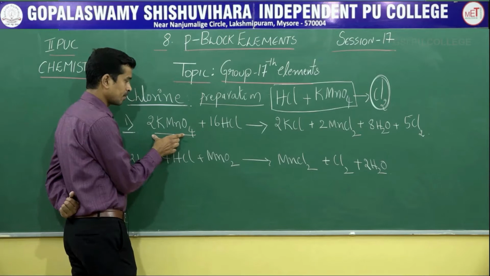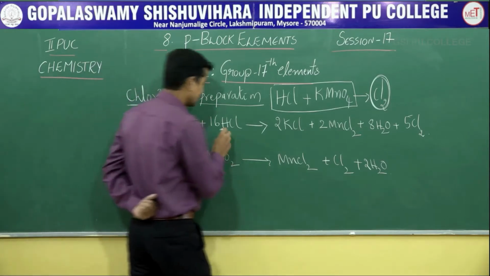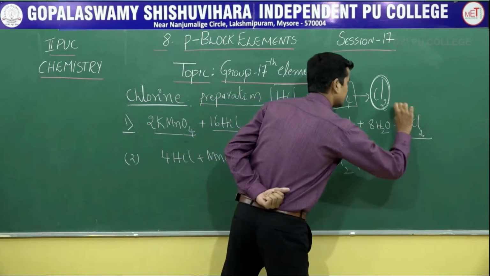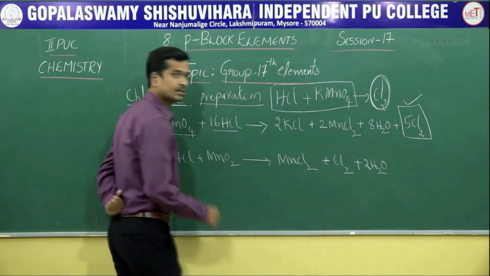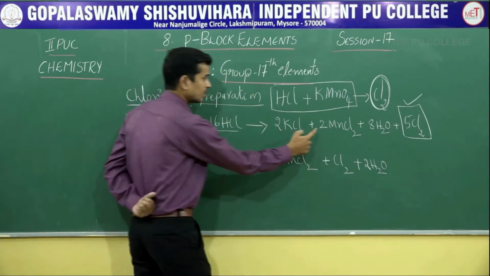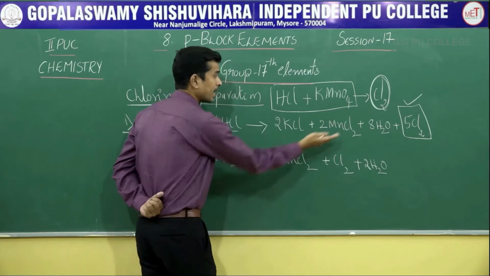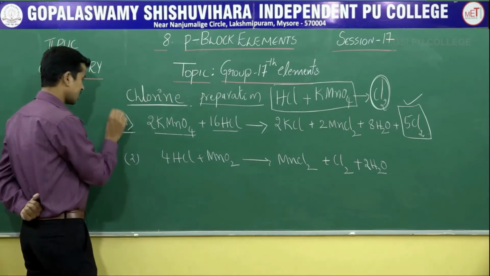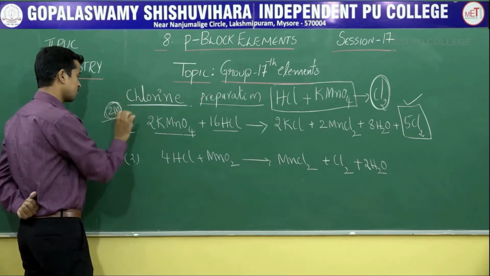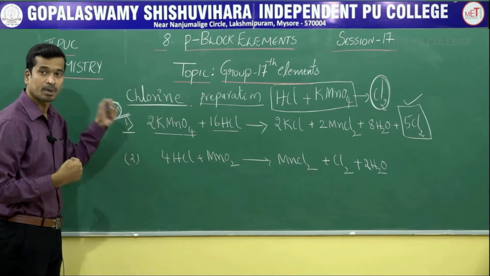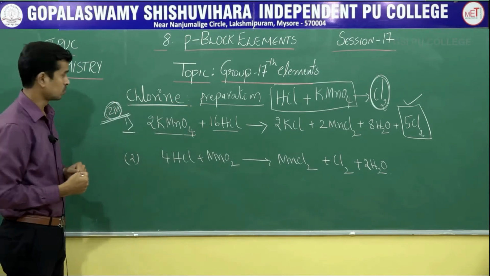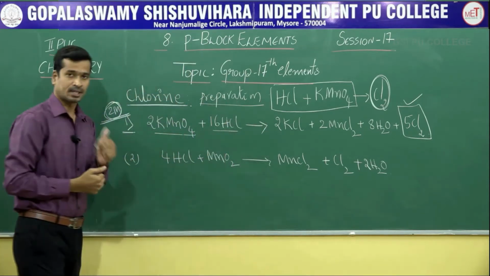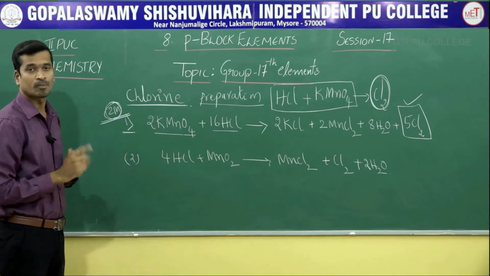KMnO4, potassium permanganate, reacts with HCl to give Cl2 gas as the major product, and 2KCl, 2MnCl2, manganese chloride, and 8 moles of water. This first reaction is very important in your board exam for 2 marks. How is chlorine prepared from KMnO4? In the exam, marks are given only if you write the balanced reaction. Otherwise, 0 marks.